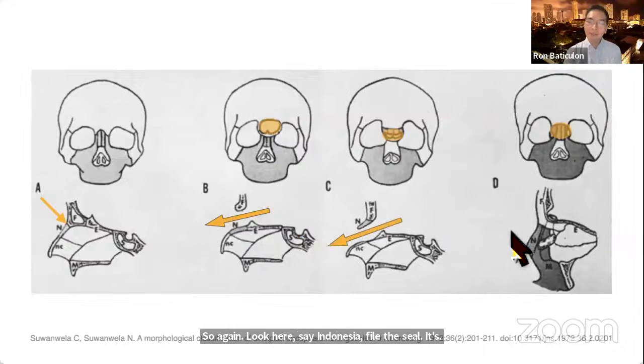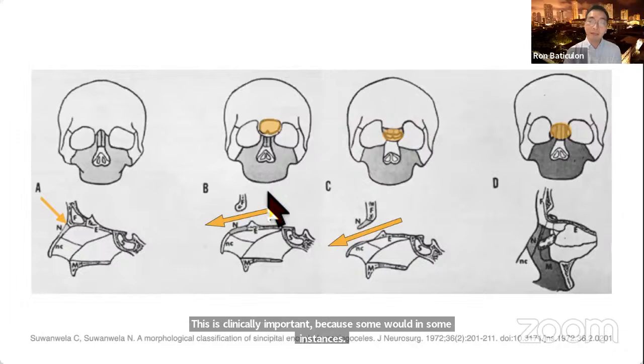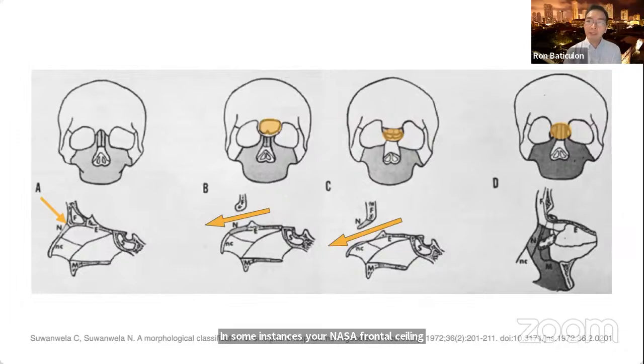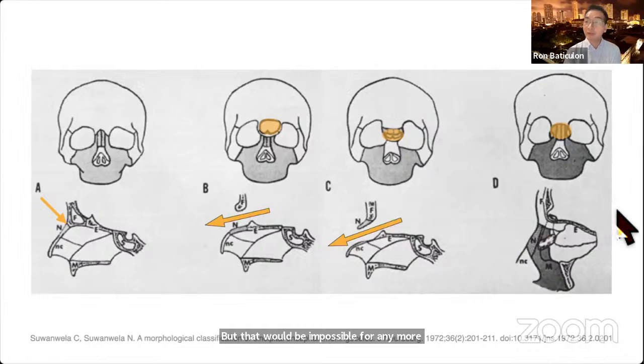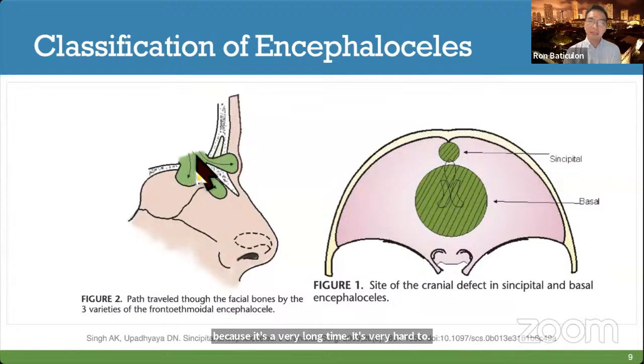This is clinically important because in some instances, with your nasofrontal encephalocele, you may be able to repair them without the need for an intracranial repair. Some would do just an extracranial repair for this, but that would be impossible for a nasoethmoidal encephalocele because it's a very long tunnel. It's very hard to attain a watertight dural closure. So again, this is what you would call a nasofrontal, this would be nasoethmoidal, and this one they would call a basal encephalocele.